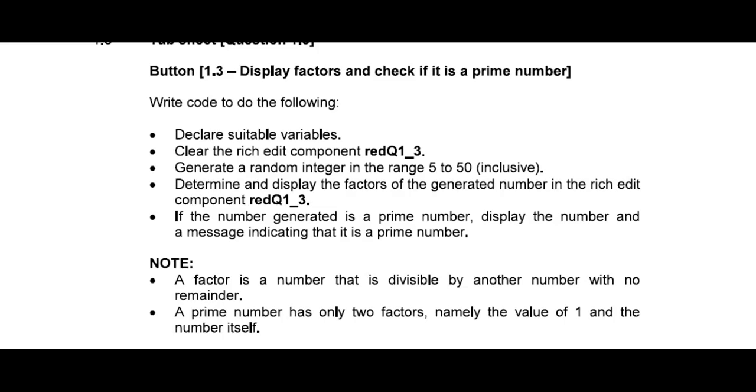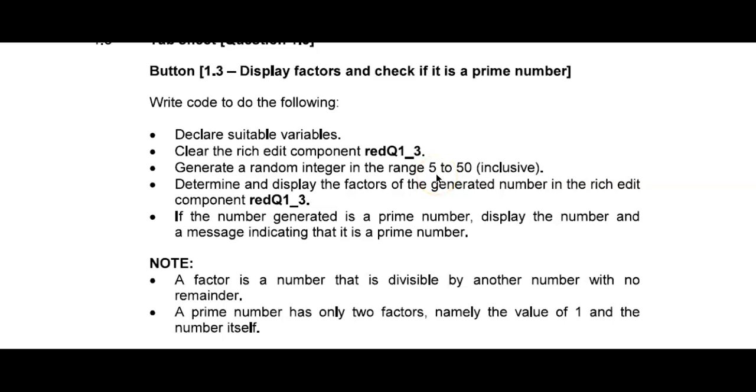And you will see that it is asking you to display the factors and check if the number that was randomly generated is a prime number. So you can see we're generating a random integer from 5 to 50.